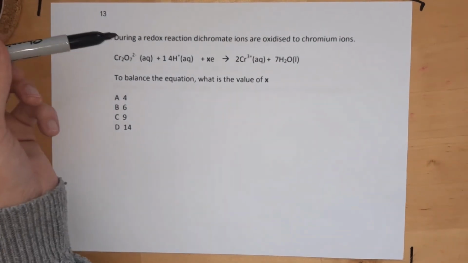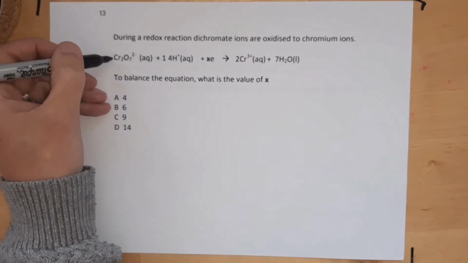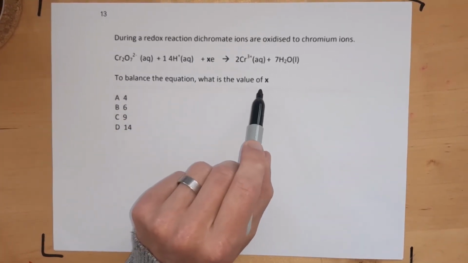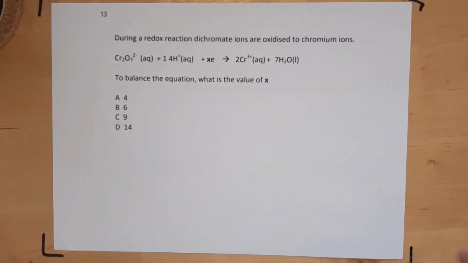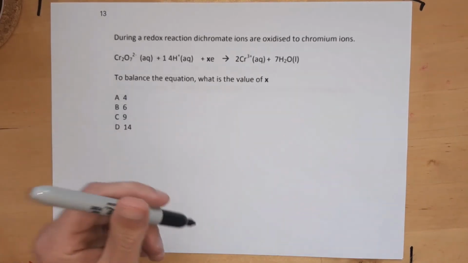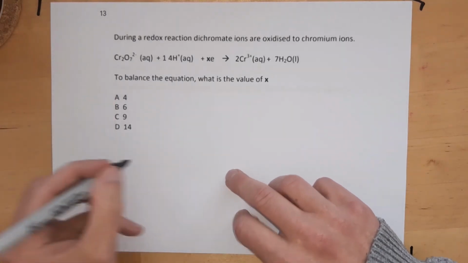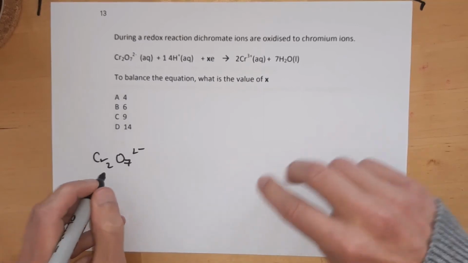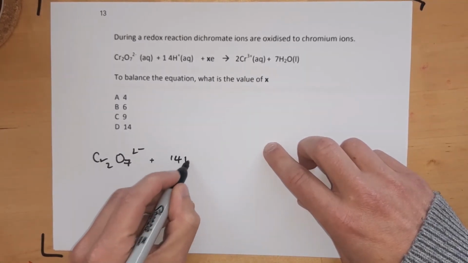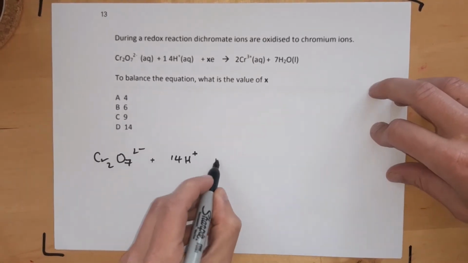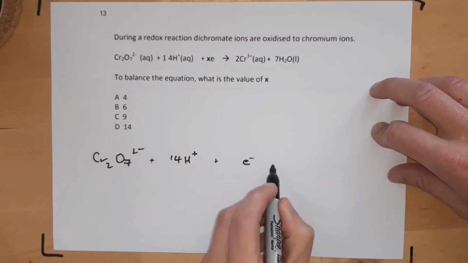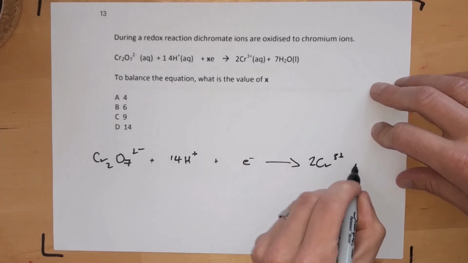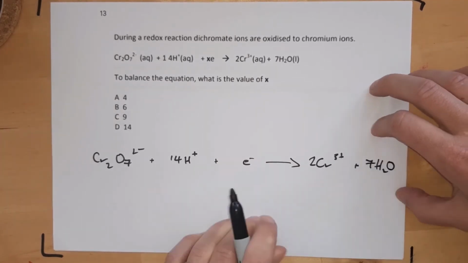Next question. During a redox reaction, the dichromate ions are oxidized to chromium ions. To balance the equation, what is the value of x? Right, 2 ways to do this. The practice one we could do is let's just rewrite the equation. There's obviously going to be a much quicker way, but I'll show you this way first, good bit of practice. 14H+, x e-, goes to 2Cr3+ and 7H2O. Can you see that?